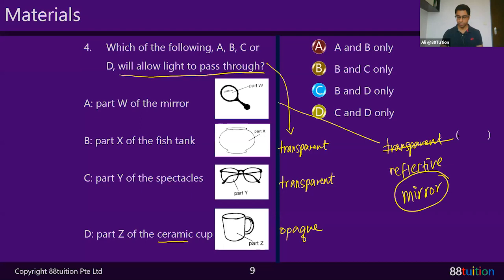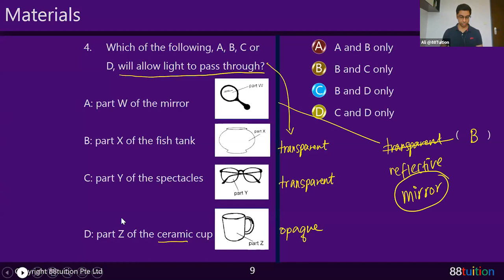So therefore, only transparent ones are B and C. Therefore, it's B. Okay, at first look, it looks like A also. I should have confused you by saying A, B, C. I should have put, say, A, B, and C. Then all of you would have gotten it wrong. But thankfully, there's no such option, right? Next time, I'll try to trick you more because you'll be experts at this, then we have tougher questions.